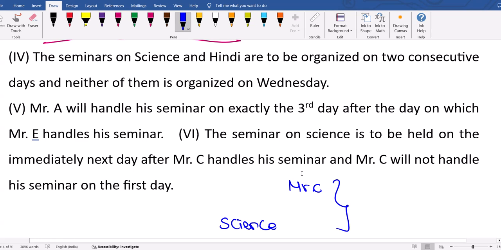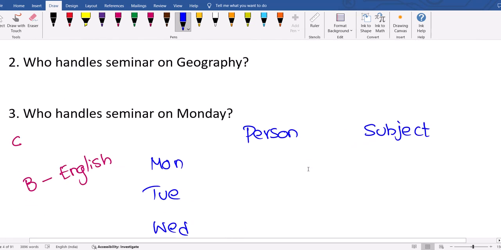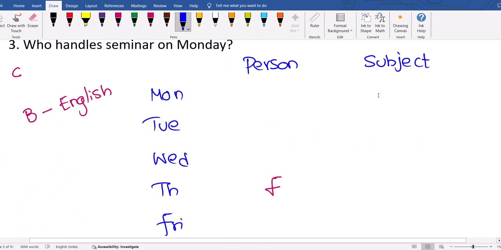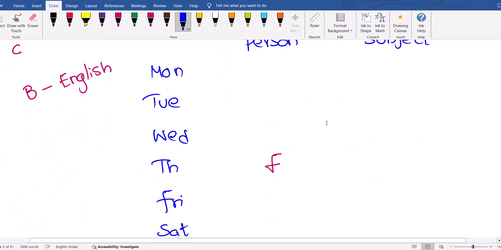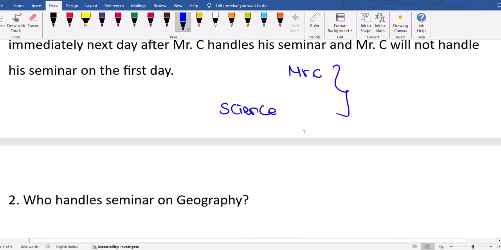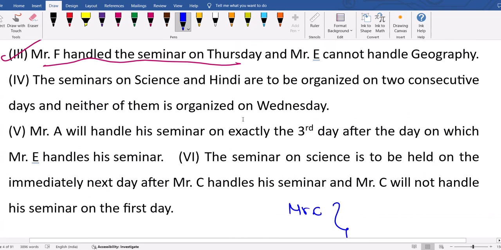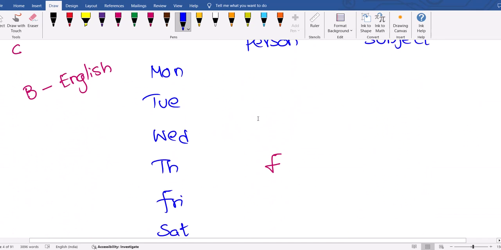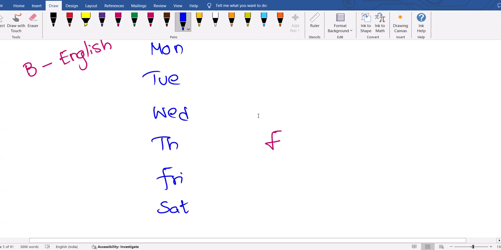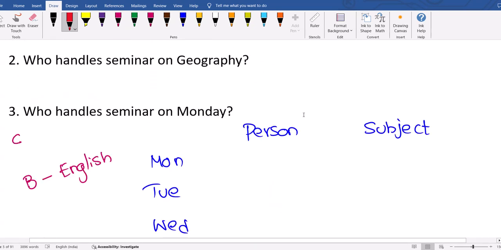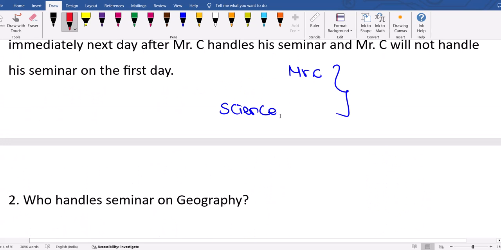Now where can we put science? Science is not on the first day. Science is not on the second day also because C is not handling on Monday. So C and science, and they said science and Hindi cannot be on Wednesday. So which slot is okay then? Friday, Saturday, Friday C. No, this is trial and error only. We cannot directly insert at this place. We got one information that Mr. C, after that we require science. C is not on day one, C is not on Monday.